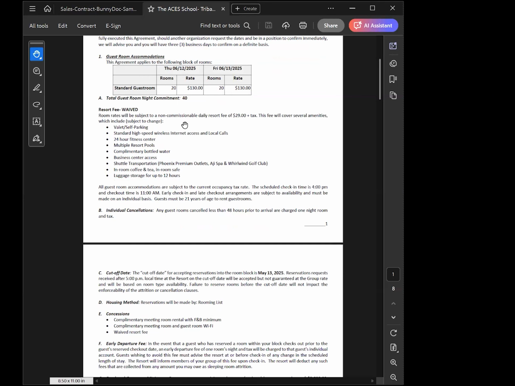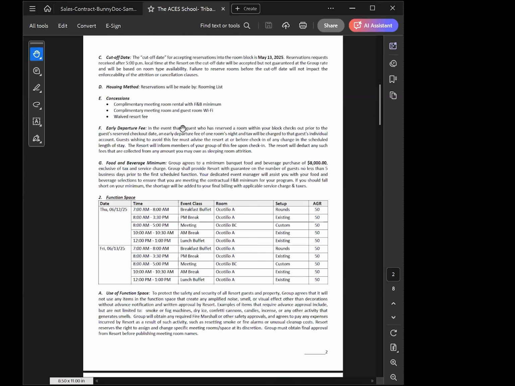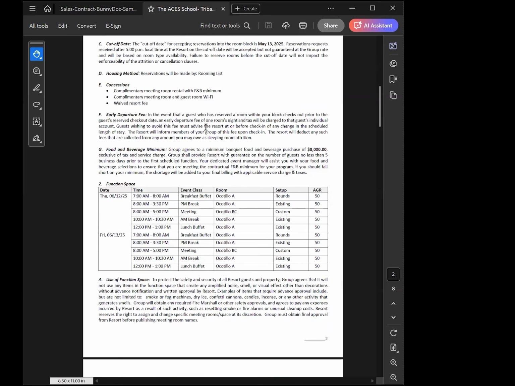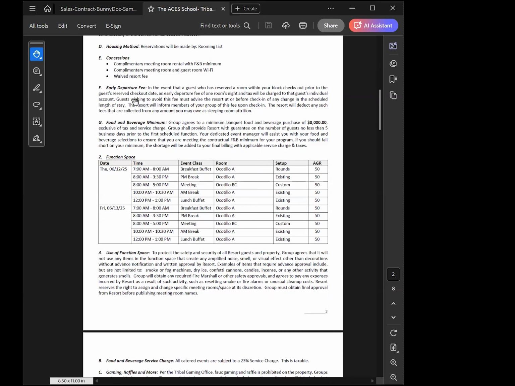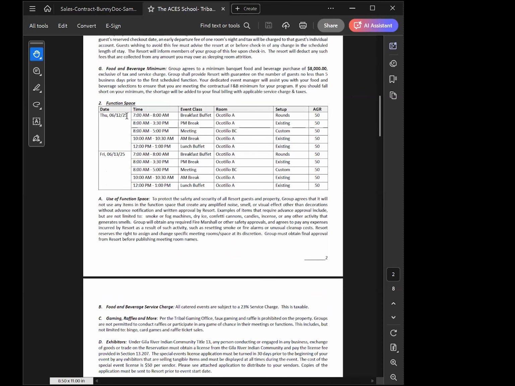They have what's included in the rate. You see all that spelled out. Cancellation provisions here, right? Any guest rooms canceled less than 48 hours prior to arrival are charged one night room and tax. We have cutoff dates, and again, that speaks to our project timeline, speaks to all these things. Housing methods, so we've got to use a rooming list to make reservations, concessions, early departure fee, food and beverage minimums. This is for the event itself, for the function space.